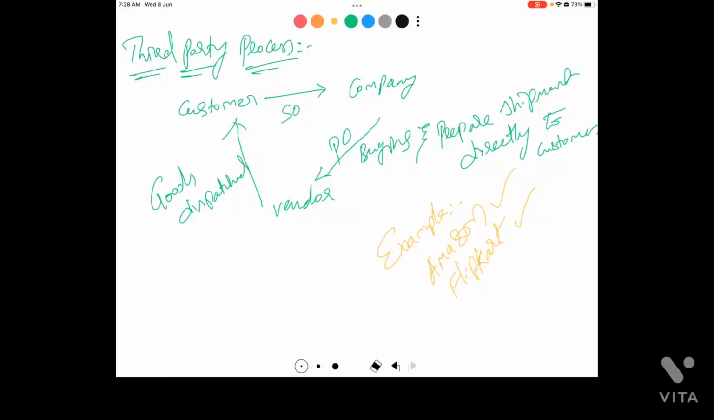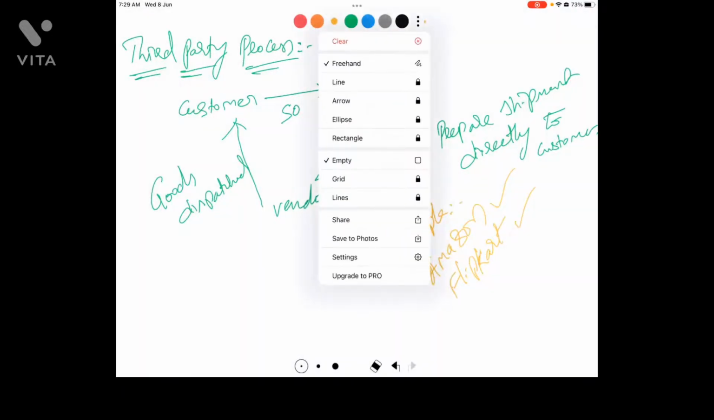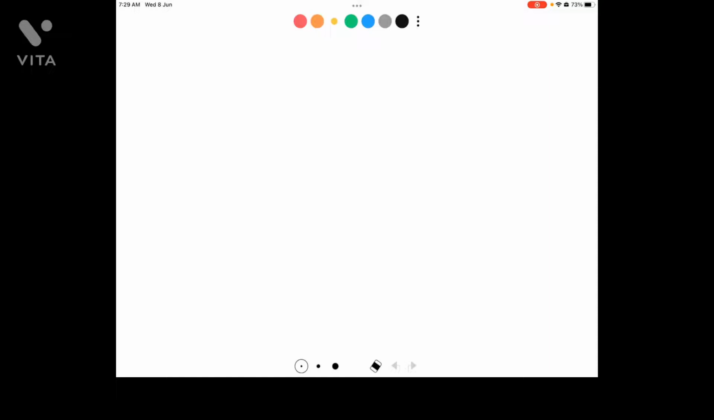the customer is ready to return, the vendor should also accept that return. Okay, there should be some return policy also, right? Okay, so this is the third party procurement process. Okay, so now coming to this third party procurement process.